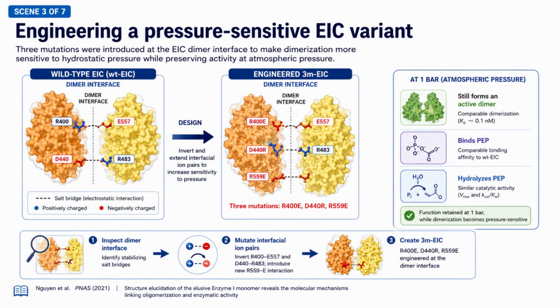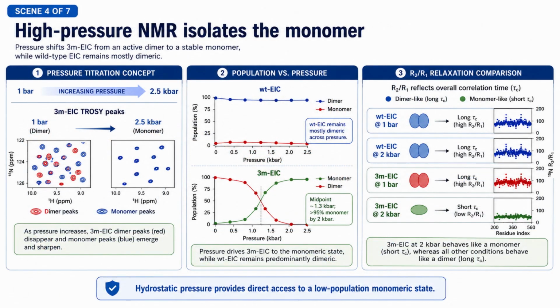To solve this problem, we engineered a pressure-sensitive version of the EIC domain, called 3MEIC. 3 charged residues at the dimer interface were mutated to weaken intersubunit salt bridge interactions. Importantly, at atmospheric pressure, this engineered protein still formed an active dimer, bound PEP, and hydrolyzed PEP similarly to the wild-type domain. The key step was to combine this engineered variant with high-pressure NMR.